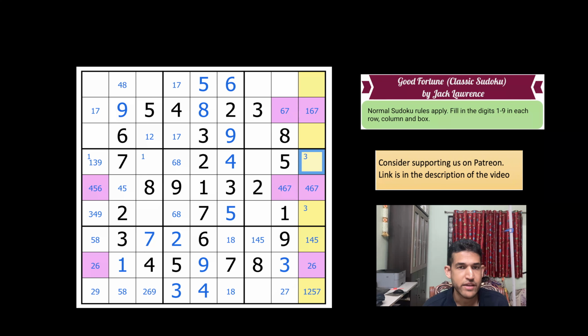1, 2 and 5. 6 is not here. So this is 3, 8 and 9. 1, 2, 5. 4, 6 and 7. So 3, 8, 9. This is 3, 4, 8, 9. So let's remove the right. So I have removed 6 from many cells.